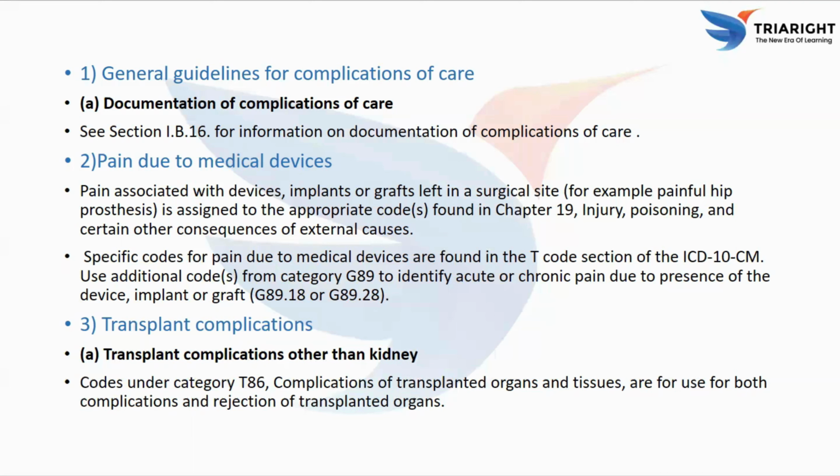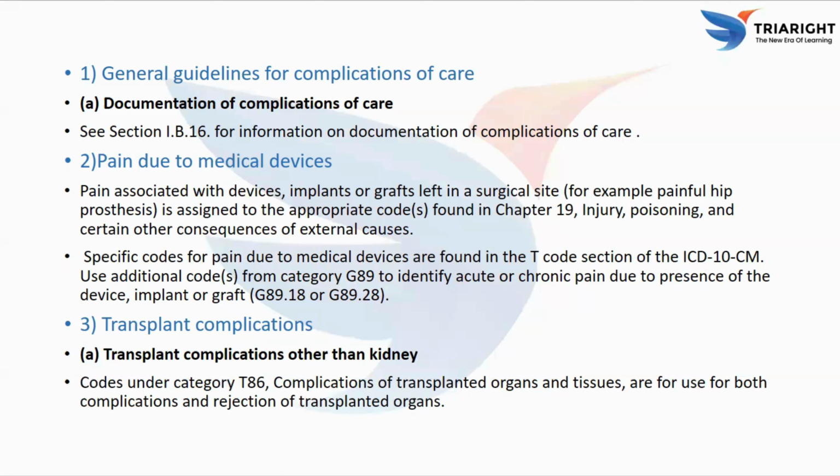Step-by-step coding. First, you have to assign a T code from chapter 19, the codes which describe the device complication, for example, pain due to prosthesis. Second, you have to add a G89 pain code as an additional code. Use G89.18 for other acute postoperative pain and G89.28 for other chronic postoperative pain. G89 codes identify acute versus chronic, and also the severity and type of pain.